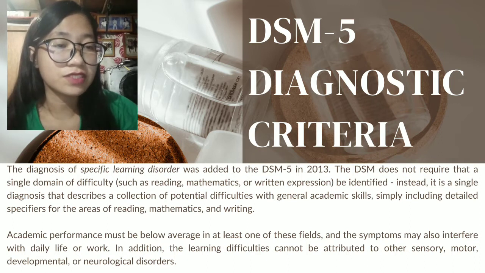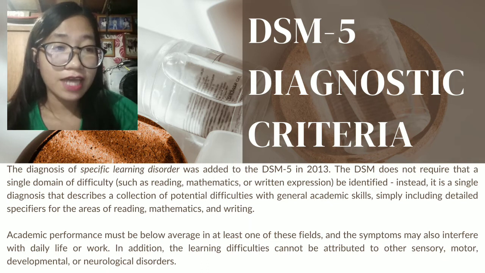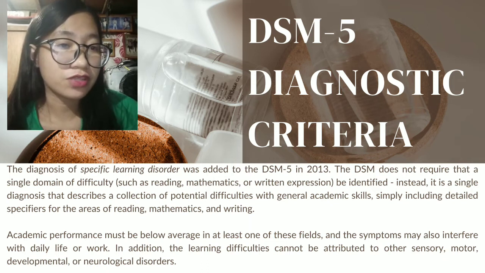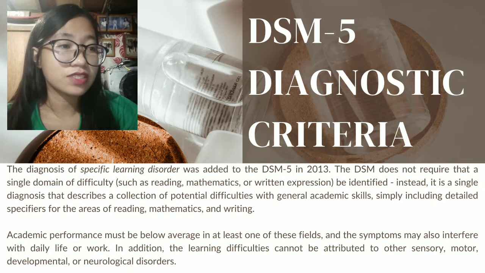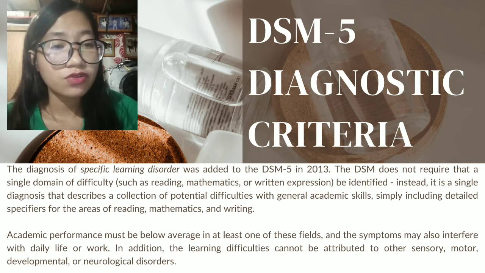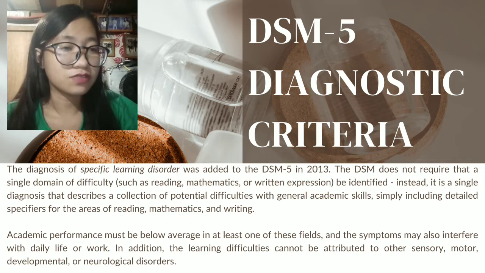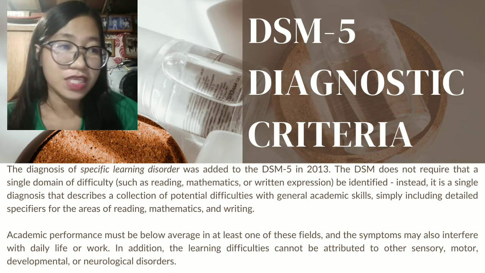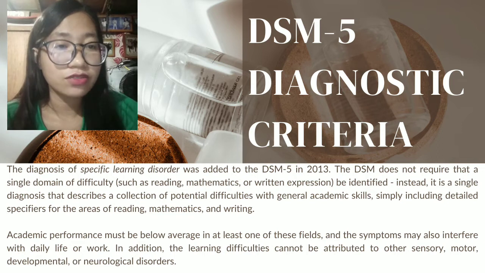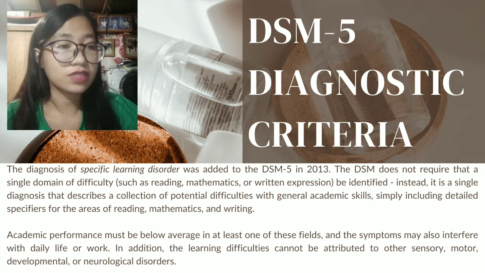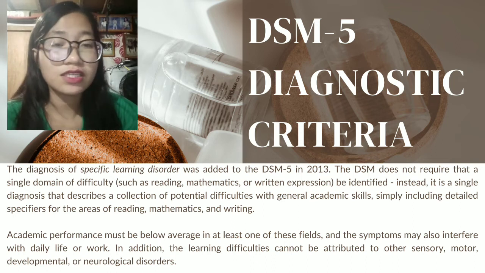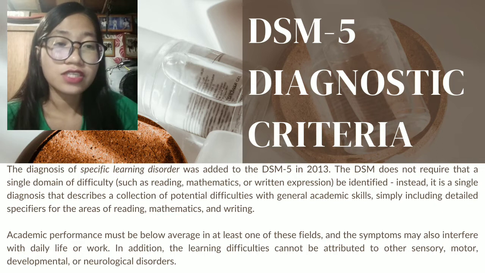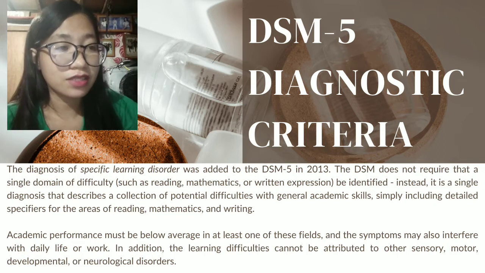So the diagnosis of specific learning disorder was added to the DSM-5 in 2013. The DSM-5 does not require that a single domain of difficulty, such as reading, mathematics, or written expression, be identified. Instead, it is a single diagnosis that describes a collection of potential difficulties with general academic skills, simply including detailed specifiers for the areas of reading, mathematics, and writing.